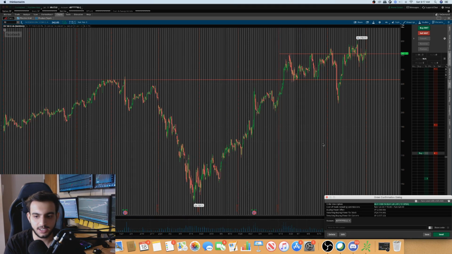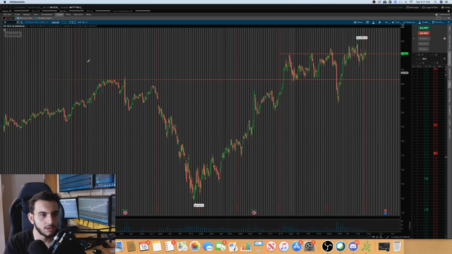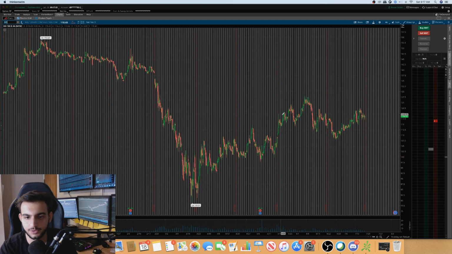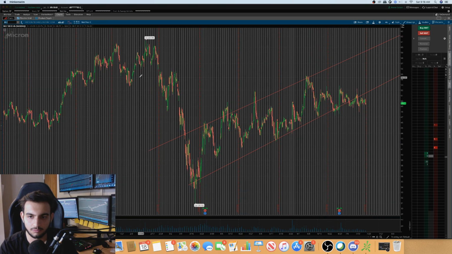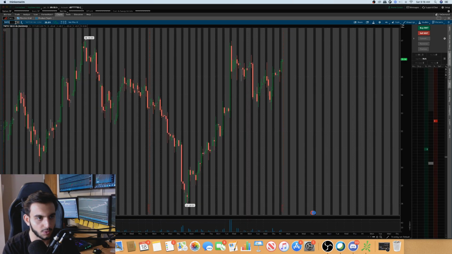If we go to Disney, we're going to go ahead and get rid of that really quickly. Okay, so if we go to Disney, you can see that this line still exists here, right? If we go to MU, the line still exists, although we came back down below it. You could have shorted it right here because it broke under support, right? Disney, MU, and what was the last one? I believe it was Twitter.